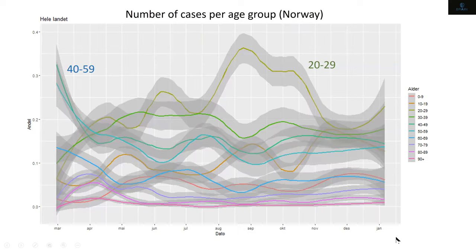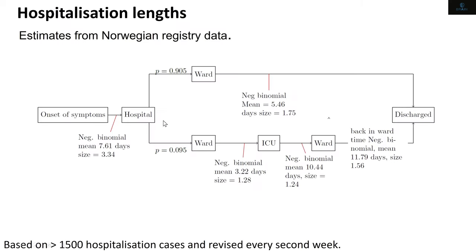And then I also need a model that says how long people stay in hospital. How much time does it take from symptom onset to hospital? We find out by looking at the very strong and very good Norwegian registries that this takes about 7.6 days, with a certain distribution, negative binomial. And if you go to hospital, what is the danger that you need ICU? It's described here. It's not much, right? But it's here. And then if you are in this line, it takes more time in hospital and so on.